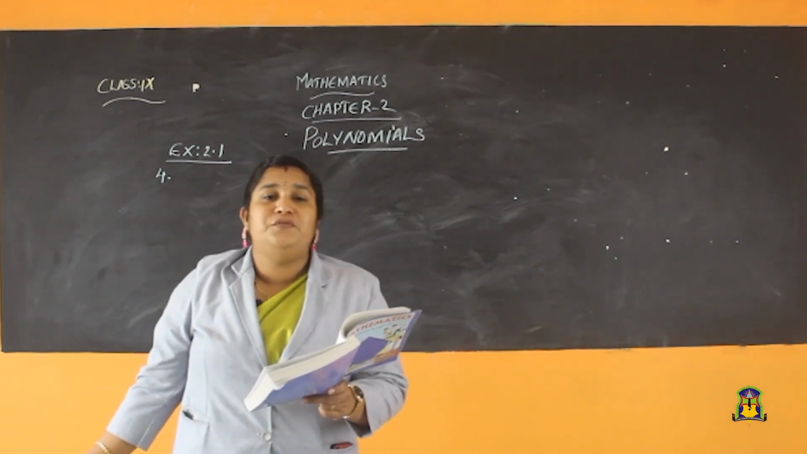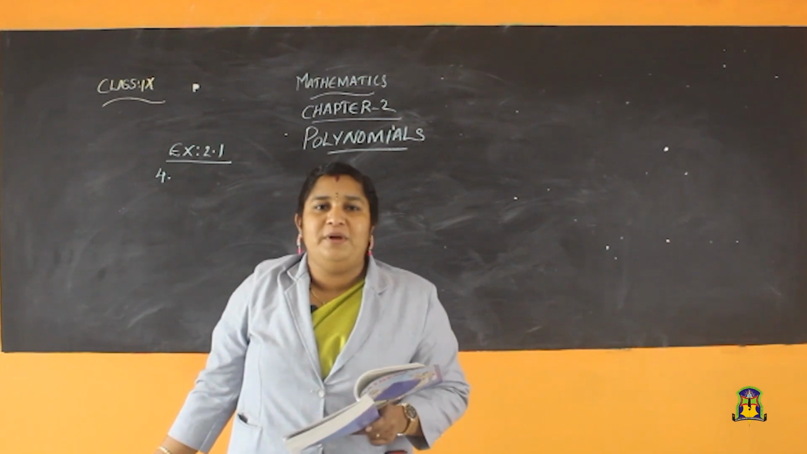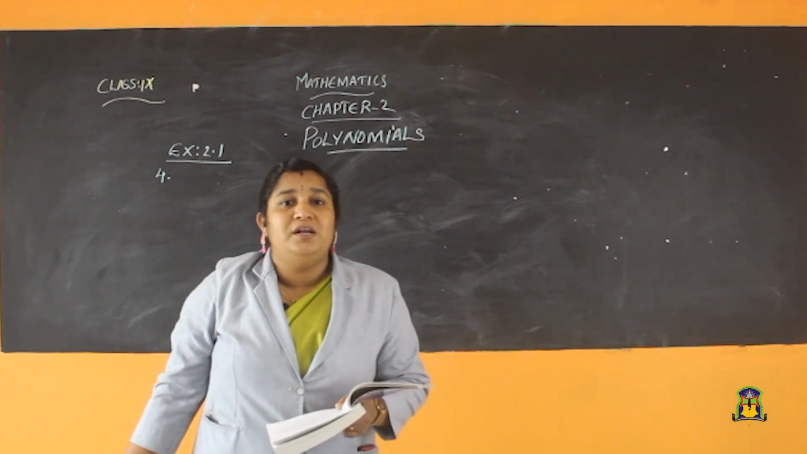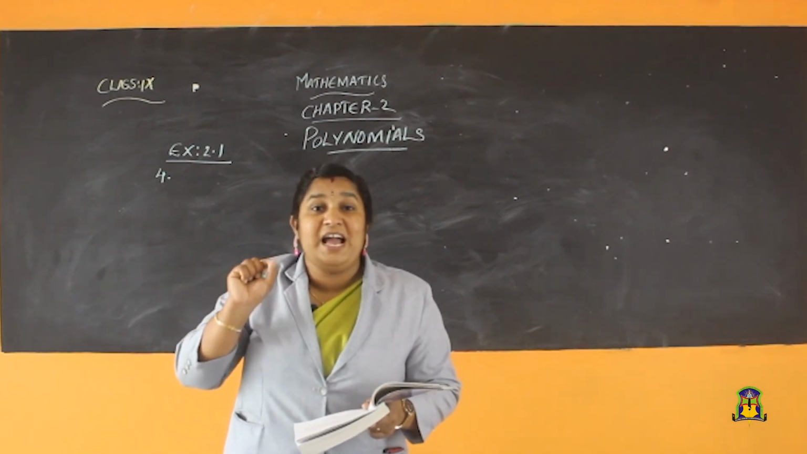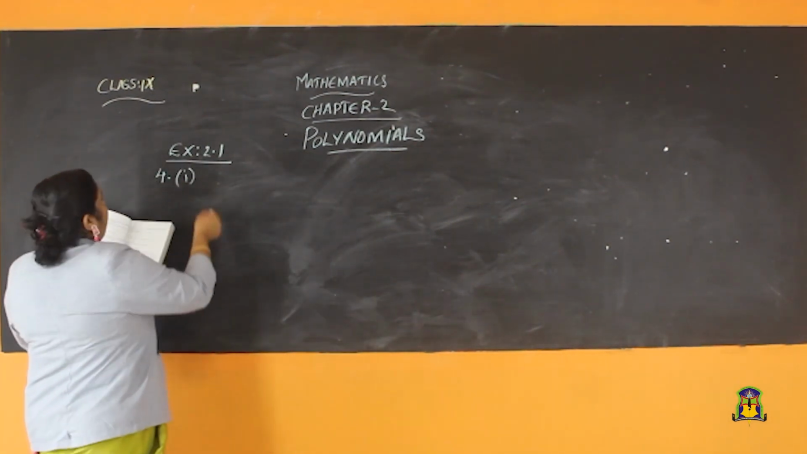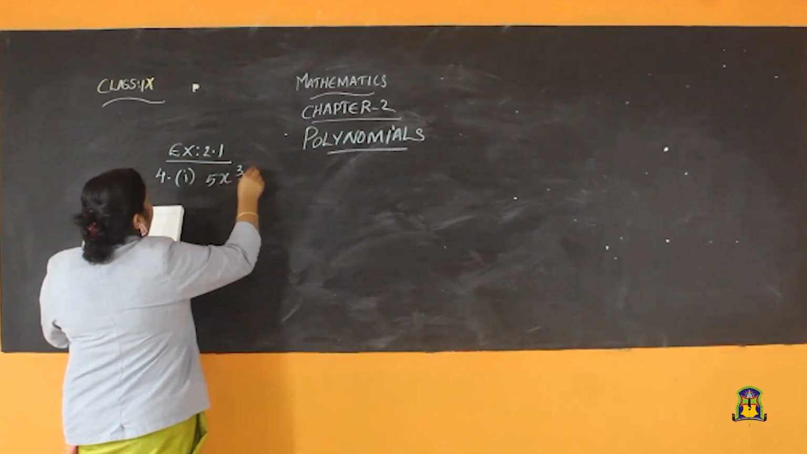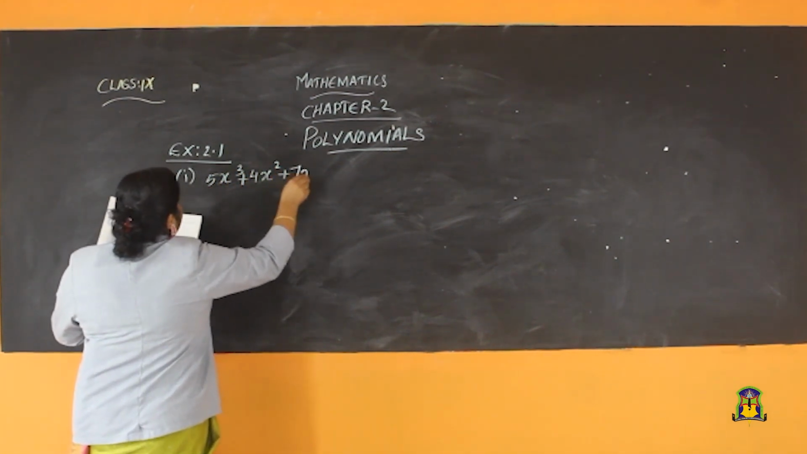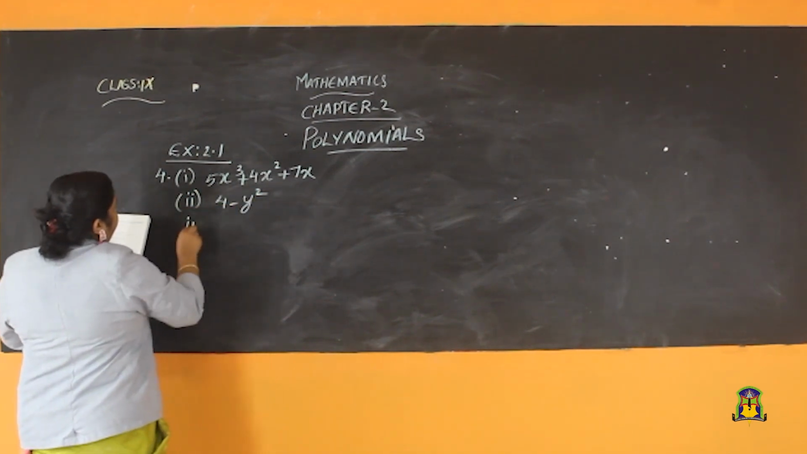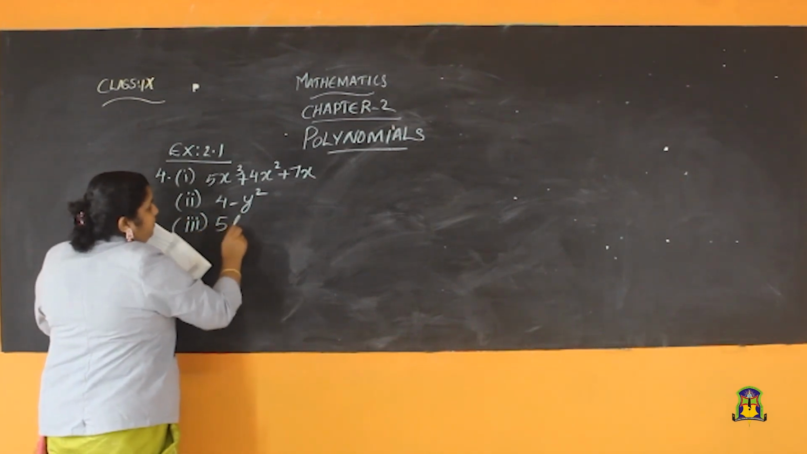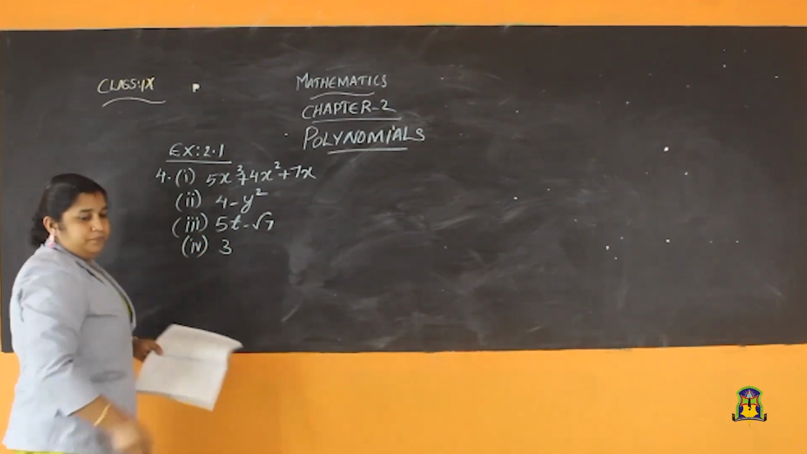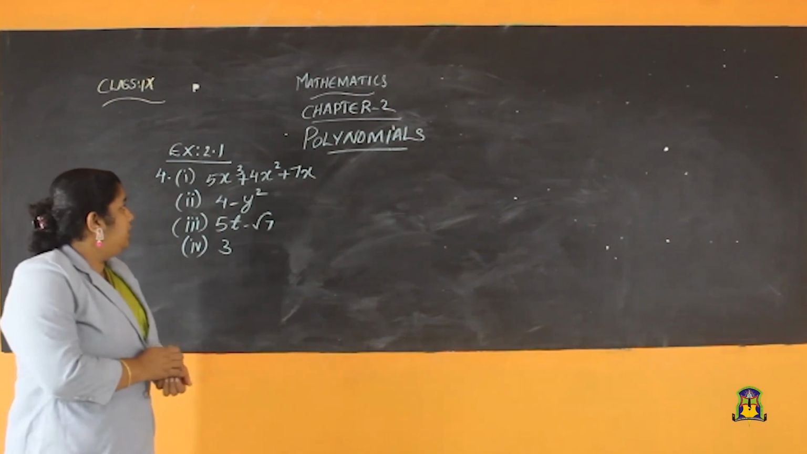Write the degree of each of the following polynomials. 4 polynomials are given. We want to write the degree of the polynomial. Degree of the polynomial means what we want to write? Power of the variable, highest power of the variable. So shall I write that one? The polynomials I am going to write: 5x cube plus 4x square plus 7x. Second one, 4 minus y square. Third one, 5t minus root 7. Fourth one, 3.